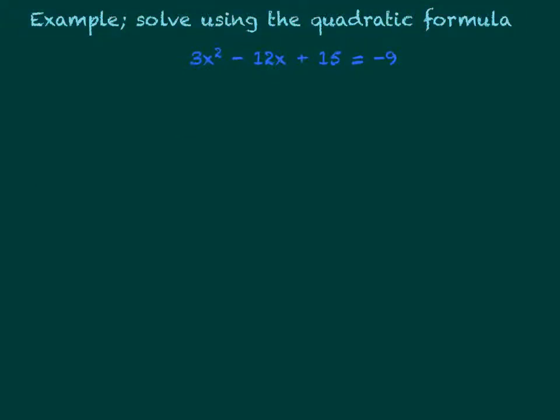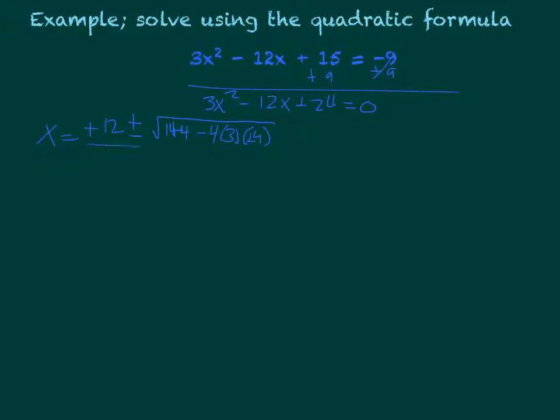Start by adding the 9. So we have 3x squared minus 12x plus 24 equals 0. And so x equals my b, which is double negative, negative 12. So positive 12 plus or minus square root of 12 squared, which is 144, minus 4 times a times c, divided by 2 times a.